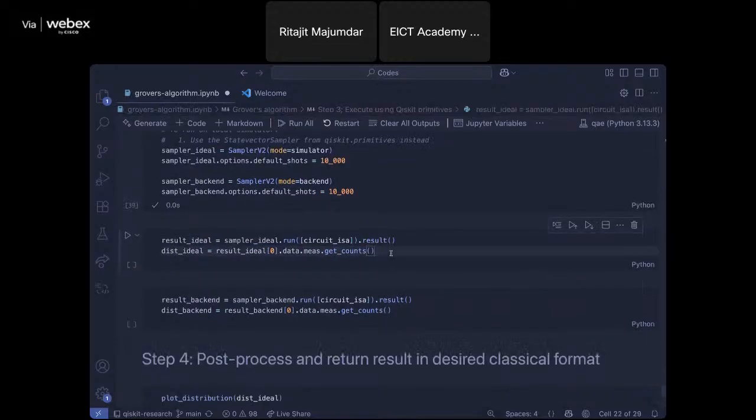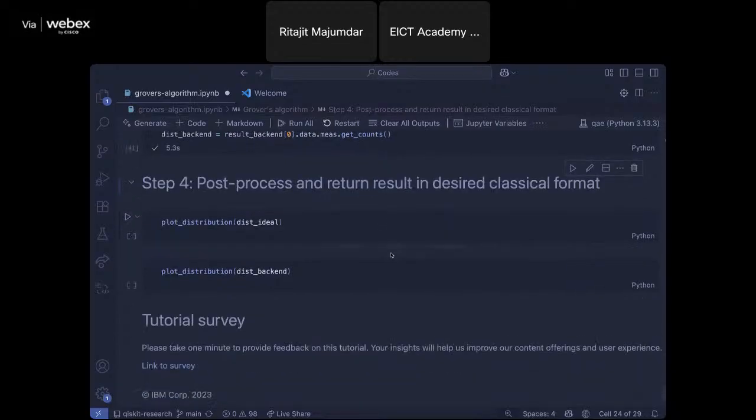I'll just run this. This is the ideal result. And this is the backend result. That is what happens when there is noise in the backend and everything.